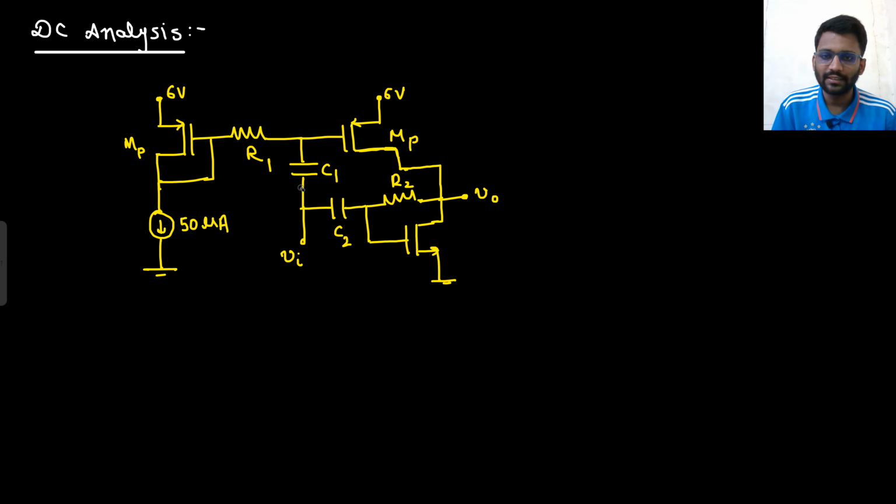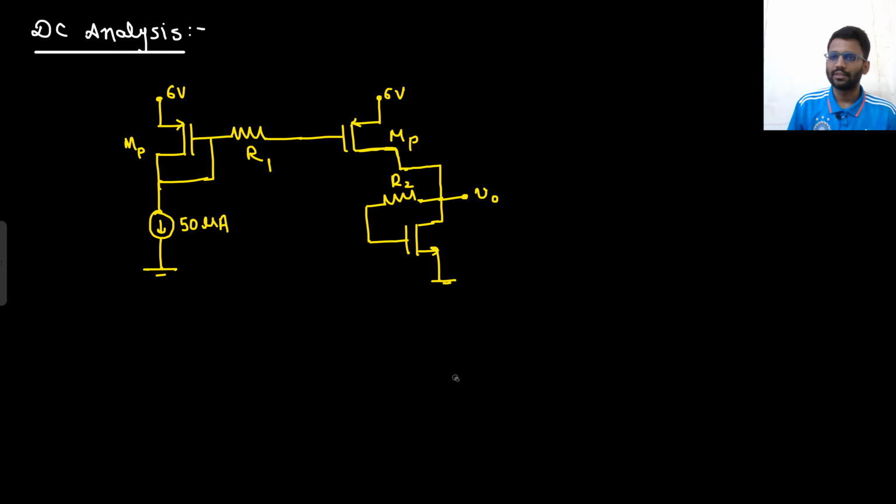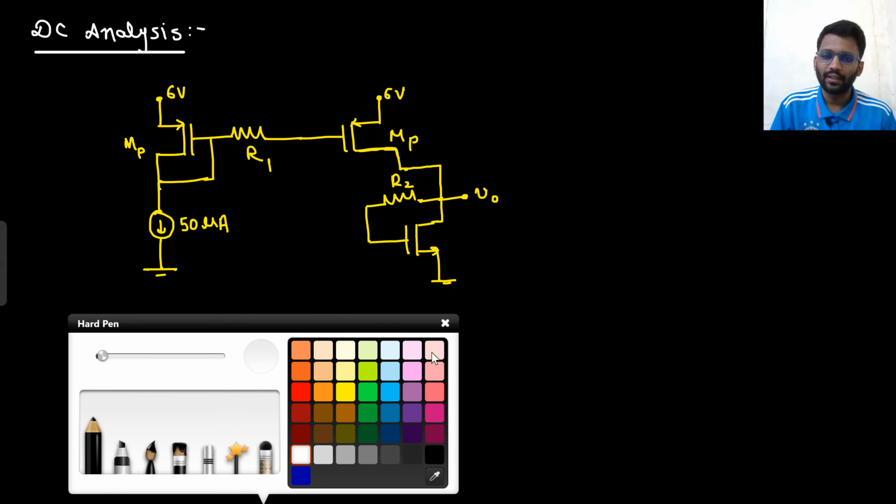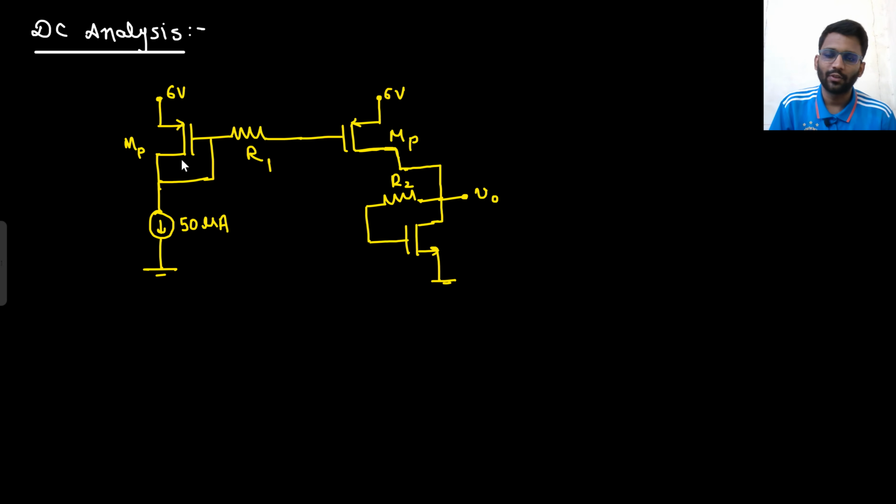So for doing the DC analysis, these caps will be gone. These caps will be gone, right? Yeah, so this will be the circuit. So here in this MP, 50 microampere current is flowing. There is 0 ampere current here, 0 ampere current here. All of those are 0 ampere current only. The same 50 microampere current would have been flowing here as well.